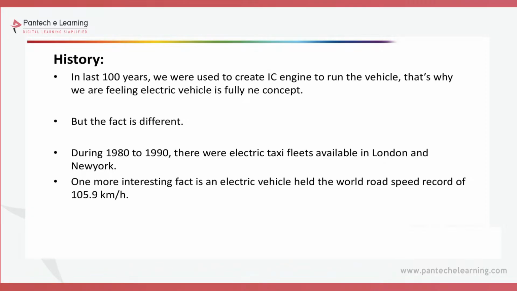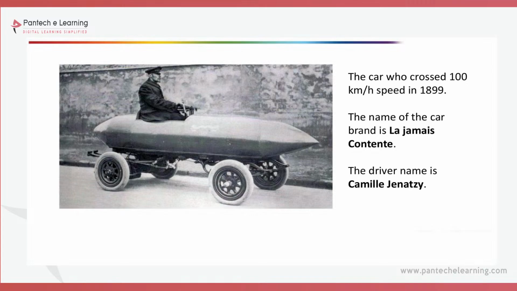So 100 plus range to maximum speed. This is the first EV car. It crossed the 100 kilometer per hour speed in 1899, so you can see that in 1899 we reached the 100 plus speed.